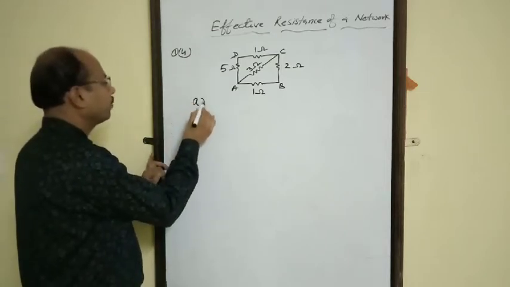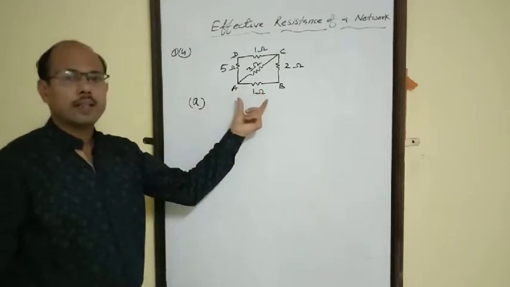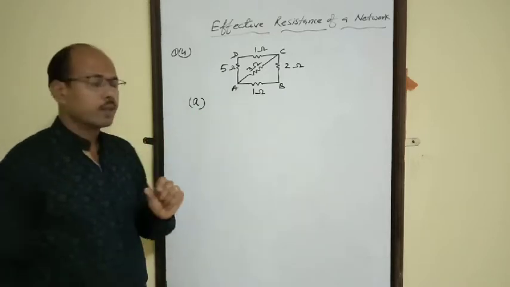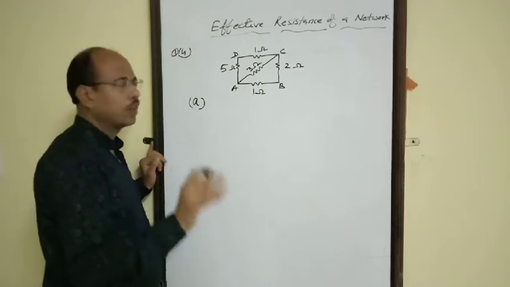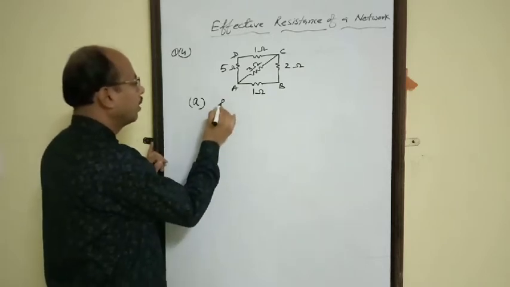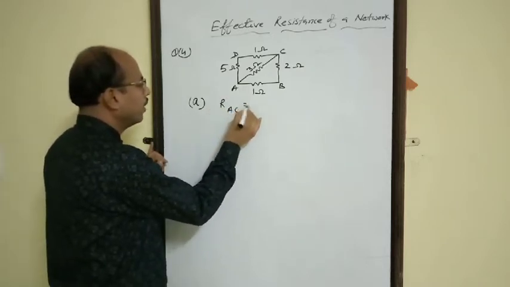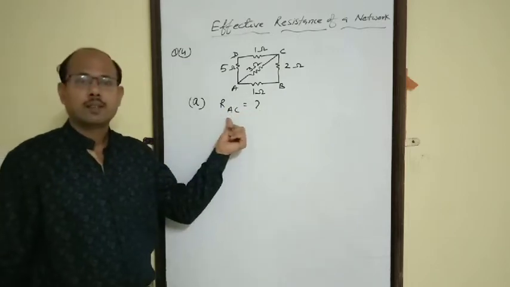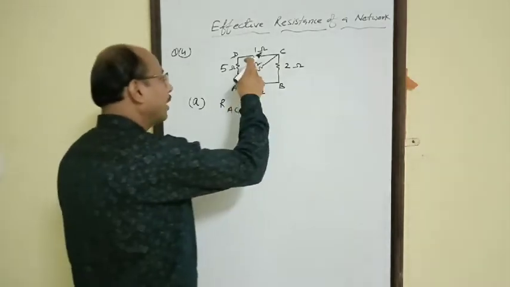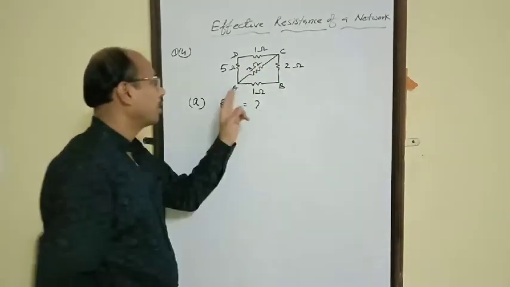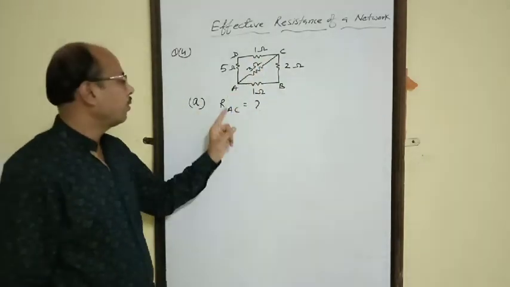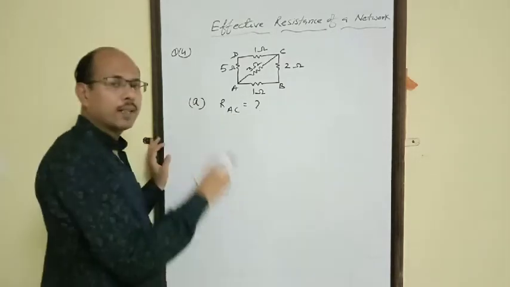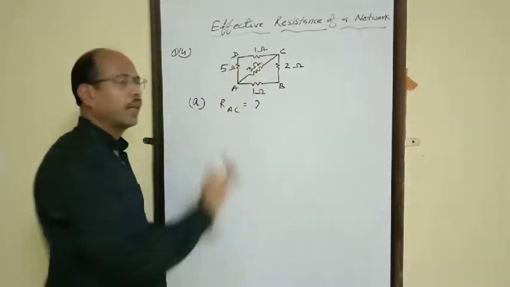For example, you may be asked to find the effective resistance between point A and C. It means our question is: what is RAC? So RAC does not mean that you only give the answer 3 ohm. No. Here we have to find the total effective resistance, or net resistance, between point A and C.